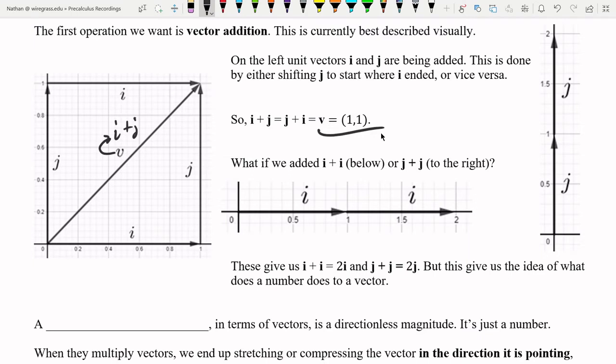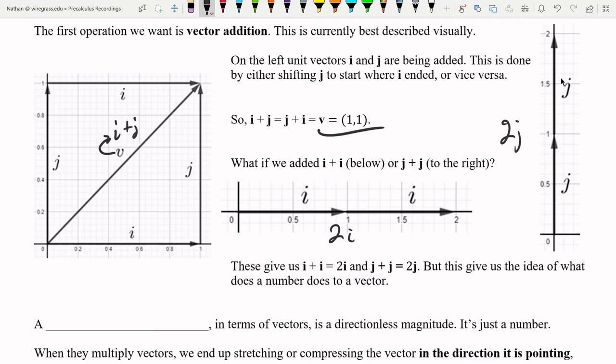Because this is the position vector of v as well, because it starts at 0, 0 and goes to 1, 1. Now, if we had i plus i, really this is just the same thing as 2i, because it's just going all the way to 2 now. j plus j is really just 2j. It's just going up 2j from that position.